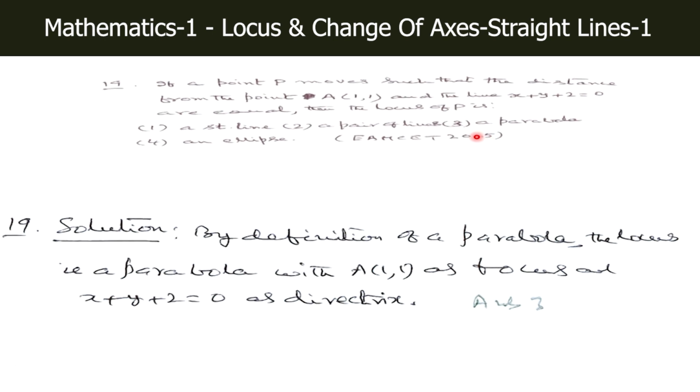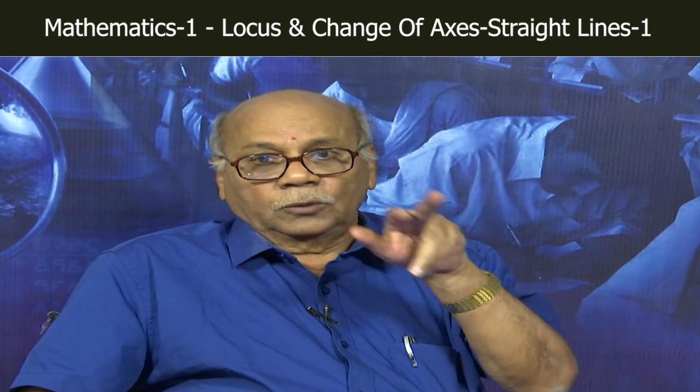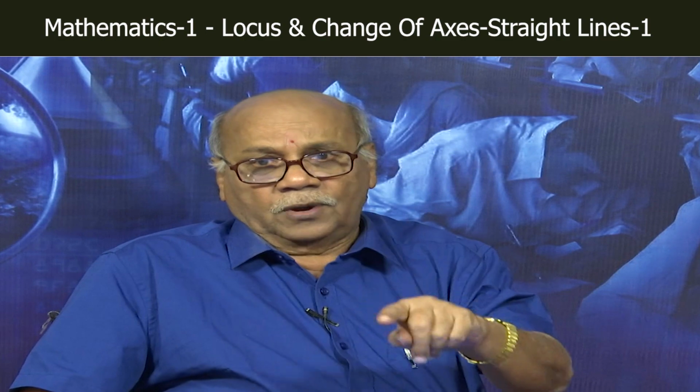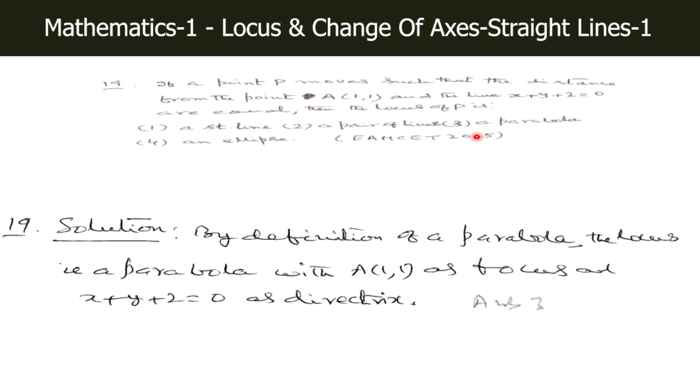By the definition of a parabola, given a fixed point and a line not passing through that point, the locus of the point which is equidistant from the fixed point and the fixed line is a parabola. So, according to the definition, the locus is a parabola with (1, 1) as focus and x + y + 2 = 0 as directrix. Answer 3, option number 3.